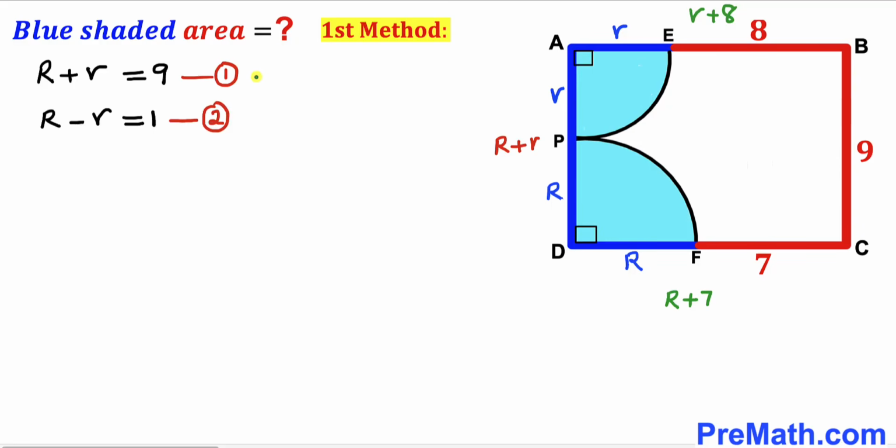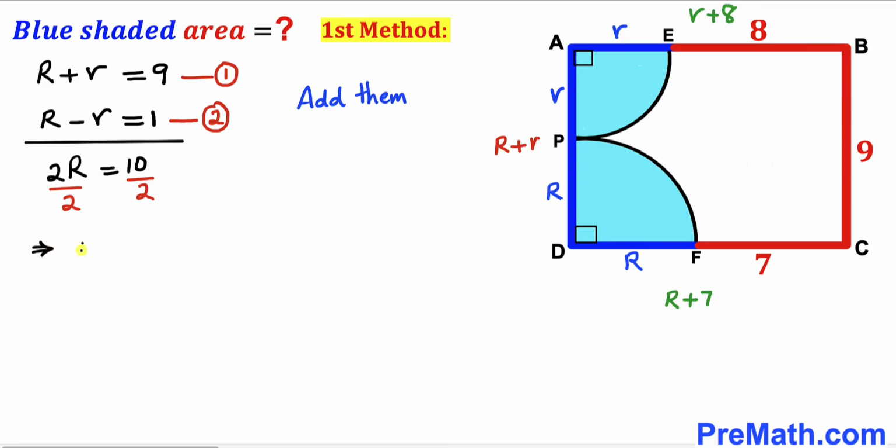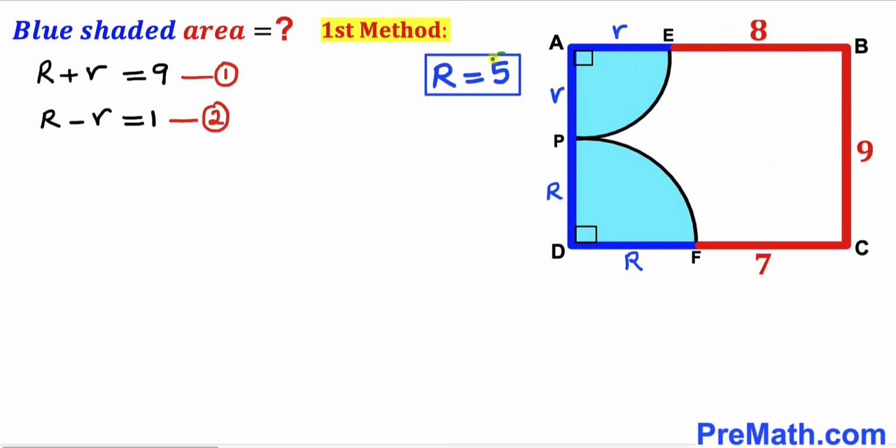So we ended up with these two equations, equation 1 and equation 2. And now we are going to add these two equations. If we add them, we can see this negative r and positive r are gone. So uppercase R plus uppercase R gives us 2 times uppercase R equals 10 on the right hand side. Now we are going to divide both sides by 2 to isolate uppercase R. So our uppercase R radius value turns out to be 5 units.